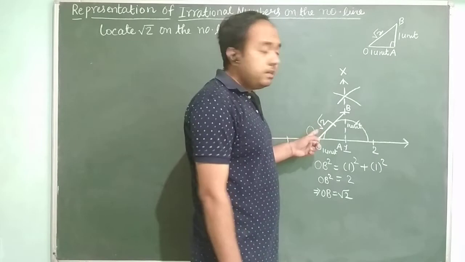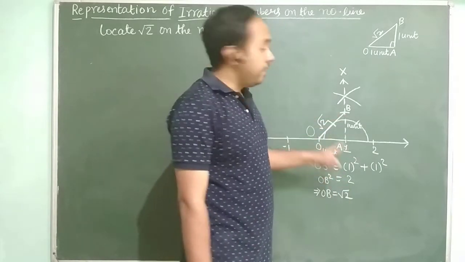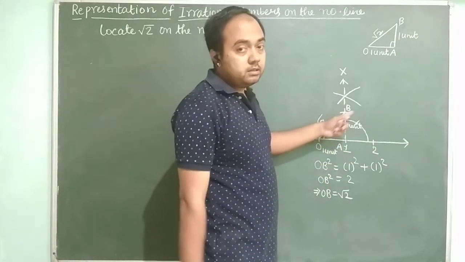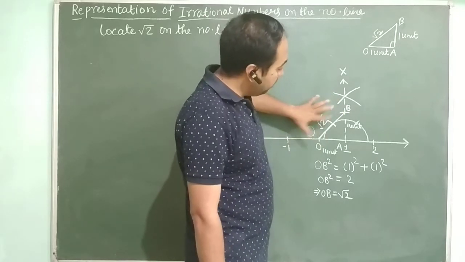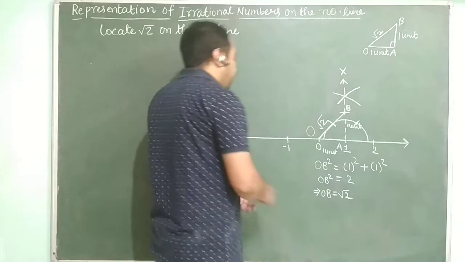But we need to represent this under root 2 on the number line. Right? This under root 2 is what? Hypotenuse. Correct? We need to represent this under root 2 on the number line. Now how will this happen, see.